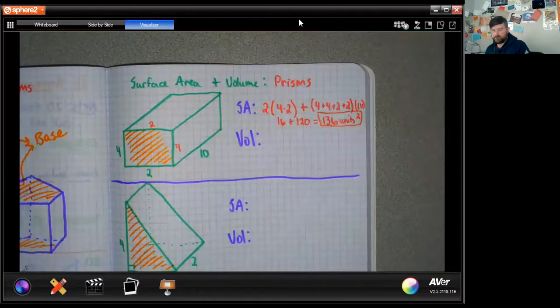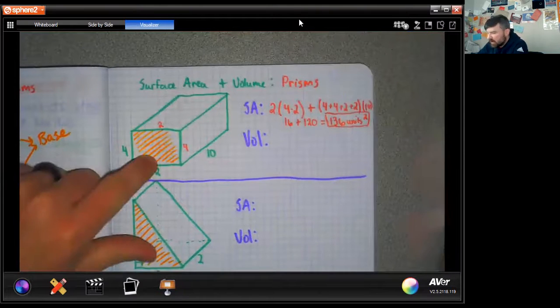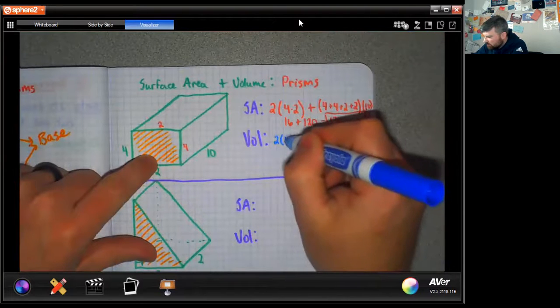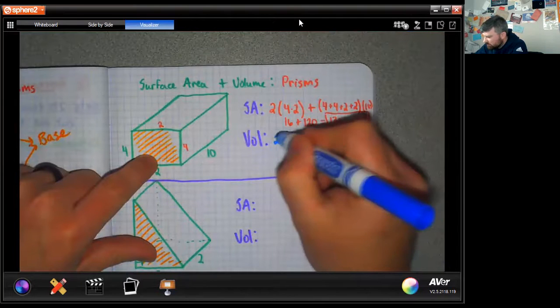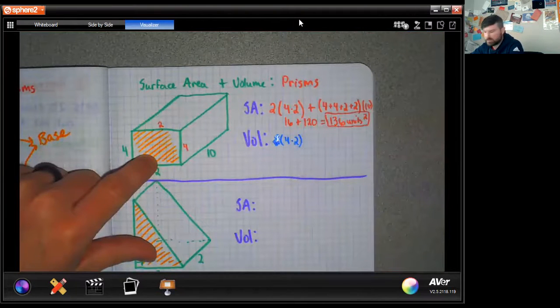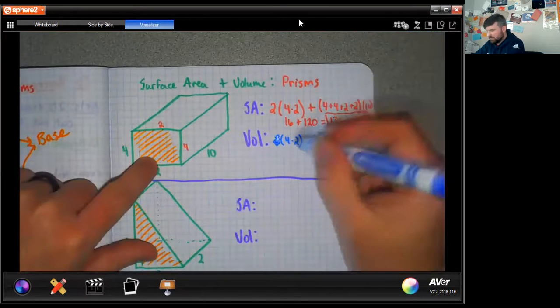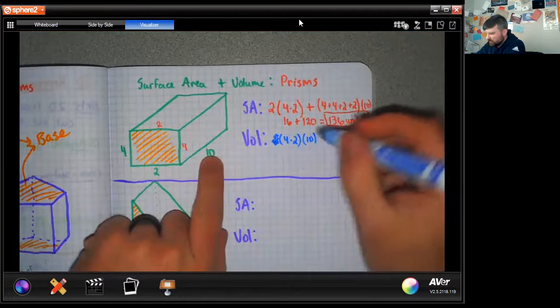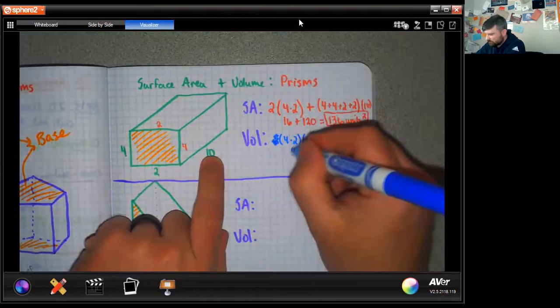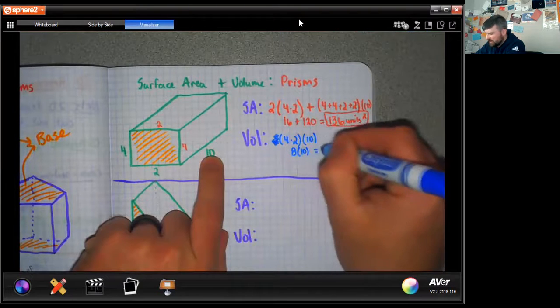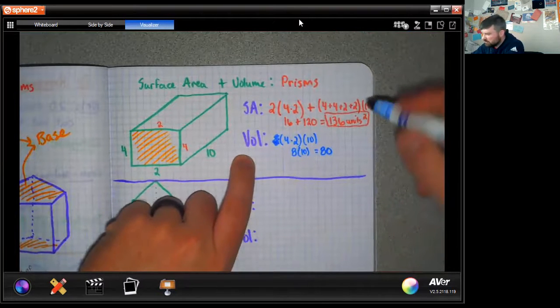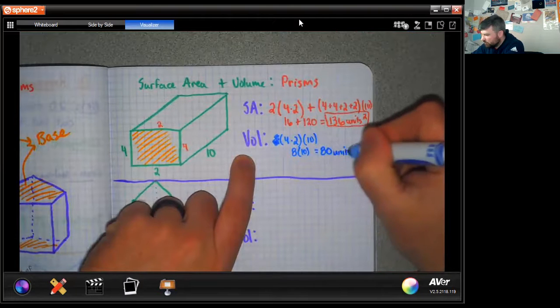And then we have volume. Remember, the formula for volume was area of the base, which we have from up here. That is 2 times 4 times 2. Oh, not this 2. That's my fault. 4 times 2, that's area of the base, times the height, or the distance between the bases, which is 10. 4 times 2 is 8. 8 times 10 is 80. And this is volume. So it is in units cubed.